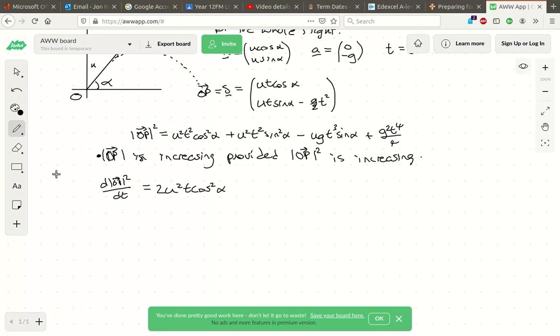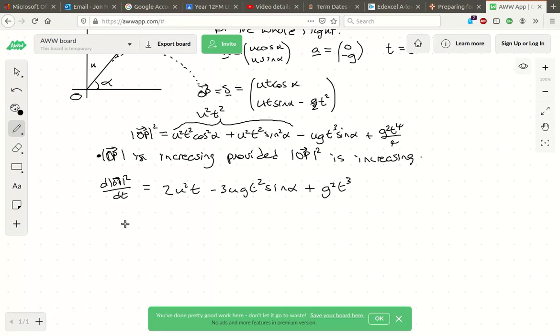Oh, sorry, before I do that, I've just missed a very easy tidy up here. This is clearly u squared t squared, because cos squared alpha plus sine squared alpha is just 1. So when I differentiate that, I'm going to get 2u squared t minus 3ug t squared sine alpha plus g squared t cubed, and there we go.